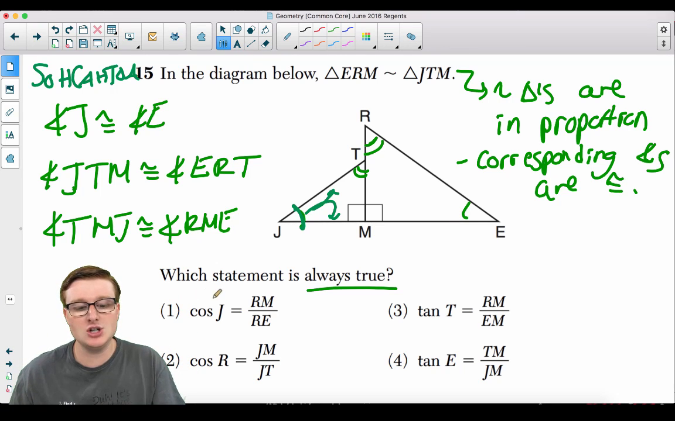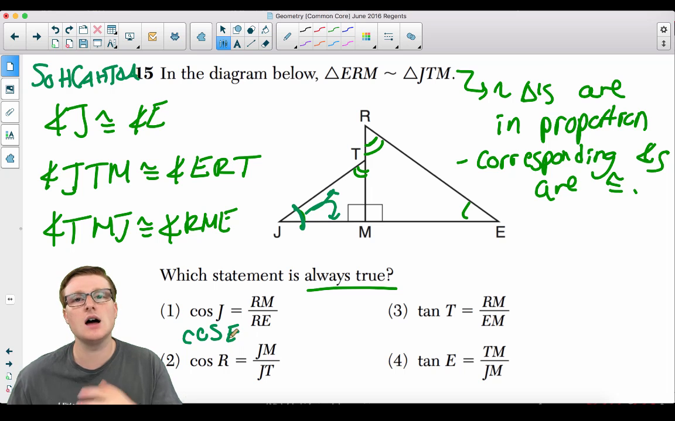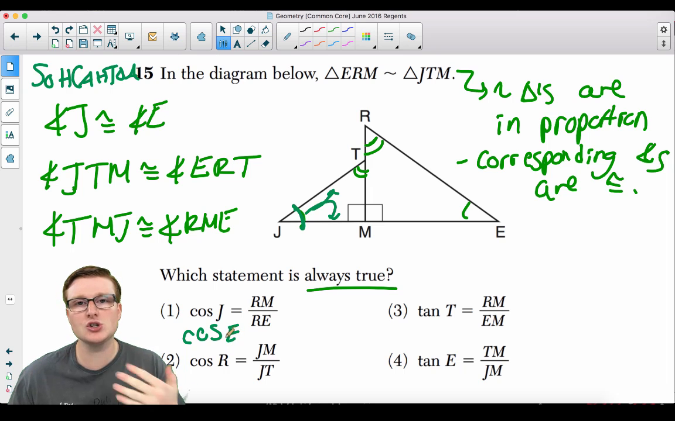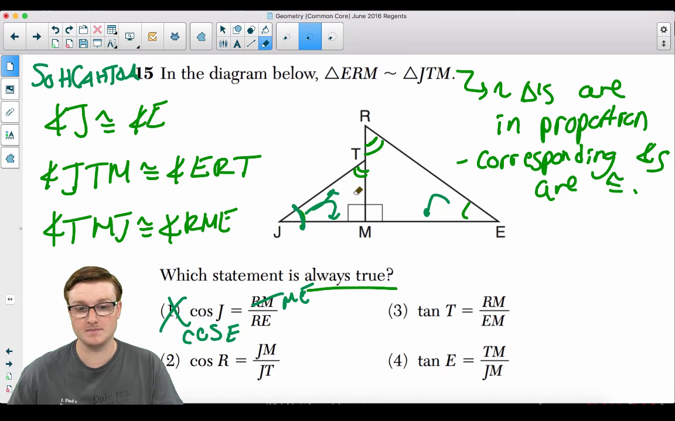Well, you need to know that the cosine of J is also the same as the cosine of angle E. Because, again, the triangles are similar, so the corresponding angles are congruent to each other. So, what is the cosine of E? Well, the cosine of E is equal to the adjacent, which is ME, over the hypotenuse, which is RE. That's not what it's showing. It's showing RM. That should be ME for that to be true. So choice 1 is wrong. All right, let me erase all this stuff now.